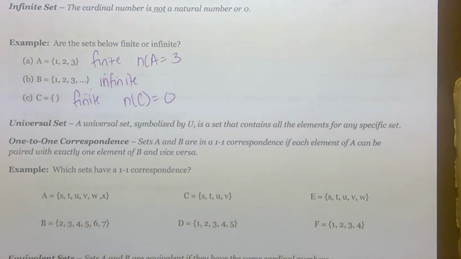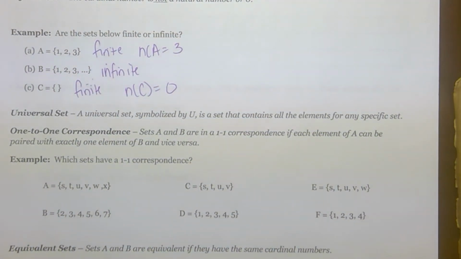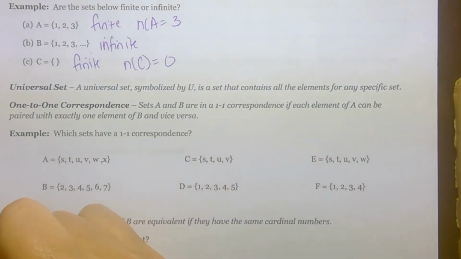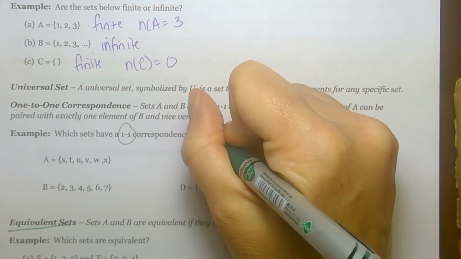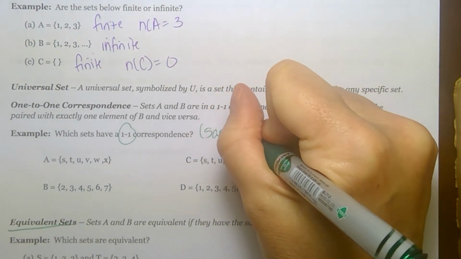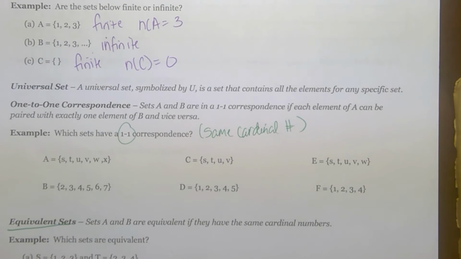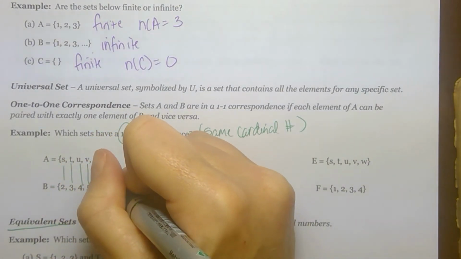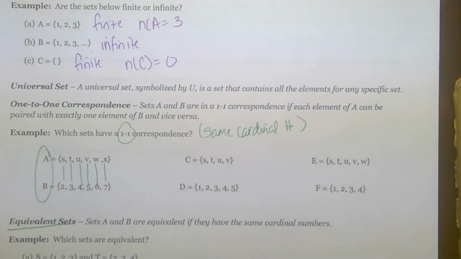Another way of saying one-to-one correspondence is saying that they have the same cardinal number. So count elements. Look to see which sets are equivalent because they have a one-to-one correspondence, which also means that they have the same cardinal number. Well, set A and B, if you look, I can pair those up one-to-one, so they are equivalent. They have a one-to-one correspondence.